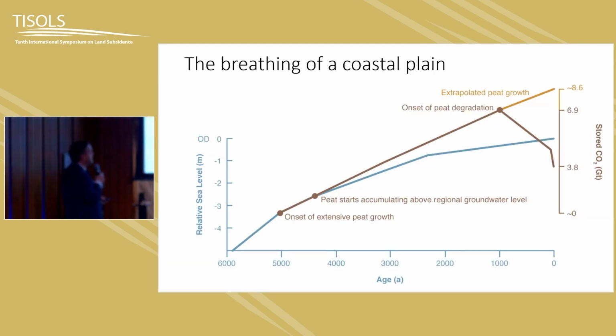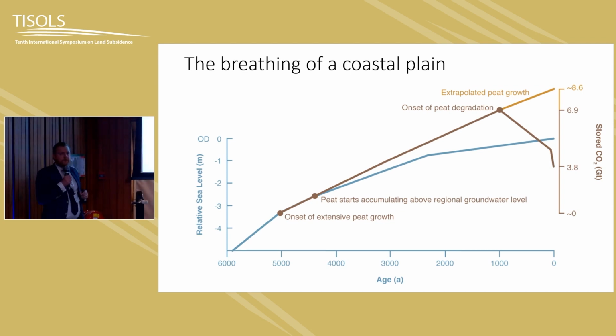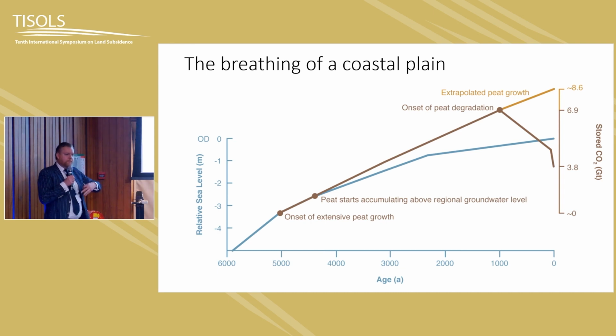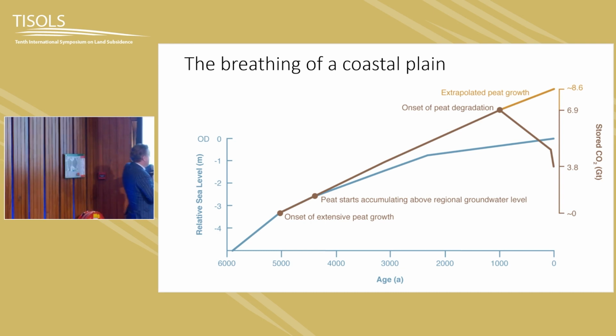My final slide is this one. Now we have a longer term story of how this coastal plain captured carbon at first and is now releasing carbon. So on this axis the age, and in the blue line you can see the relative sea level rise in the Dutch coastal plain. Now at some point, 5,000 years ago or slightly later, the peat started to grow above the relative sea level rise. So then we were storing more carbon than we should have had with normal accommodation space creation.